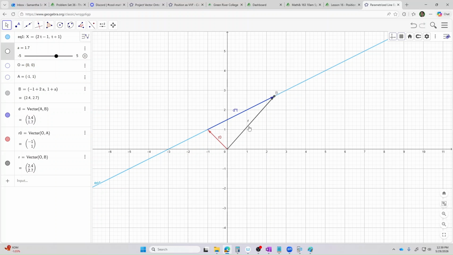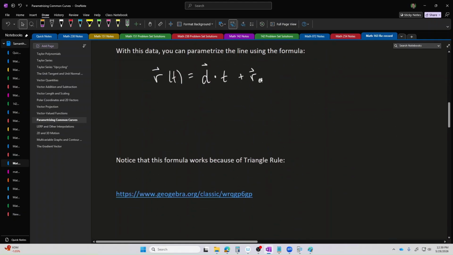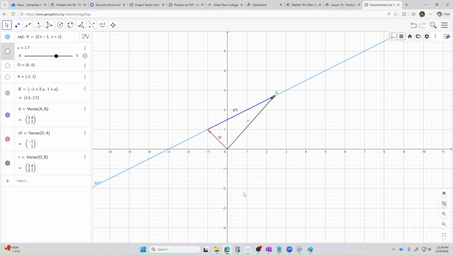So this black vector extending out from the origin are the outputs of the function r of t that has been created according to this formula. And so as we vary the values of t and extend and stretch that direction vector in various ways, we are getting an r of t that is pointing from the origin to these different locations on the line. And so that's why this formula works to parameterize this line.